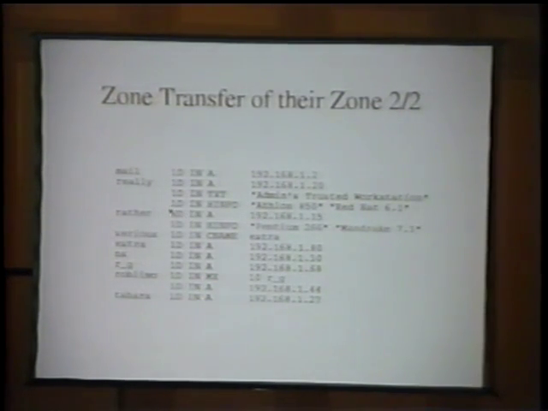Okay. We've got a machine called really dumb target.j. And it claims that it's the admin's trusted workstation. It's an Athlon 850. It's running Red Hat 6.1. So this could be interesting. We've got rather dumb target and so on. We can look at all the puns.